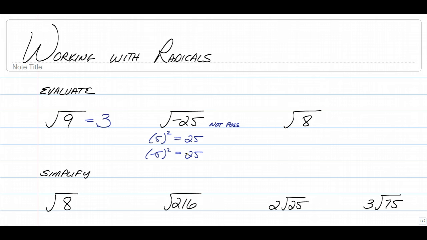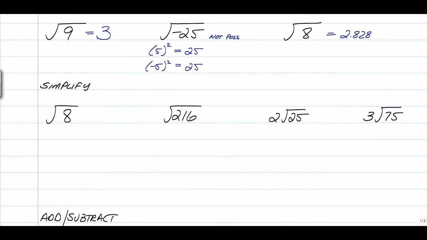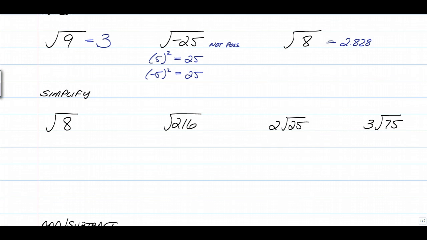But if you take the square root of 8, you end up with 2.82847, and so on, and it's a big, nasty decimal. So what we're going to work with is simplifying radicals so we have an exact answer. To simplify radicals, sometimes it's going to require a few steps, but you are basically going to break it down into easier terms to work with.